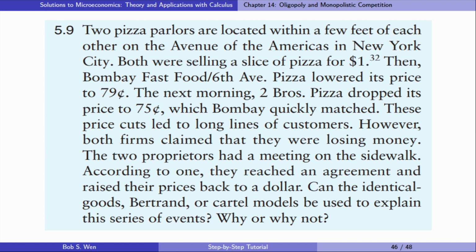These price cuts led to long lines of customers. However, both firms claimed that they were losing money. The two proprietors had a meeting on the sidewalk. According to one, they reached an agreement and raised their prices back to $1. Can the identical goods Bertrand or cartel models be used to explain this series of events? Why or why not?